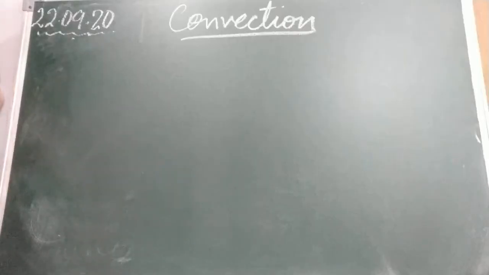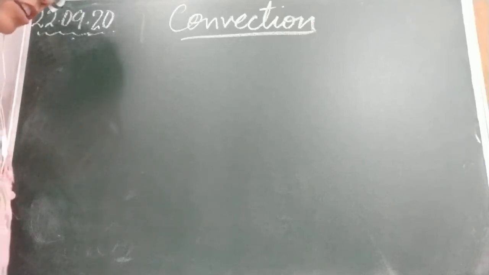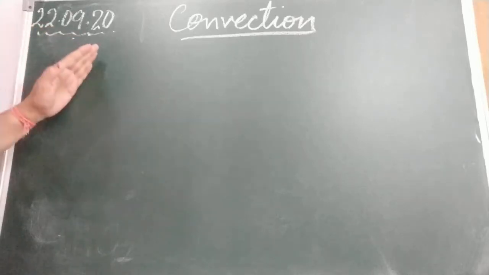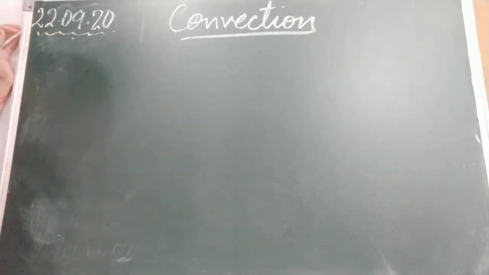And what are the practical applications of conduction? Conductors and insulators both are useful for cooking food. We use conductors, like all our cooking utensils, they are made of metal, because it conducts heat quickly, and handles and all are made of what? Insulators. Okay.